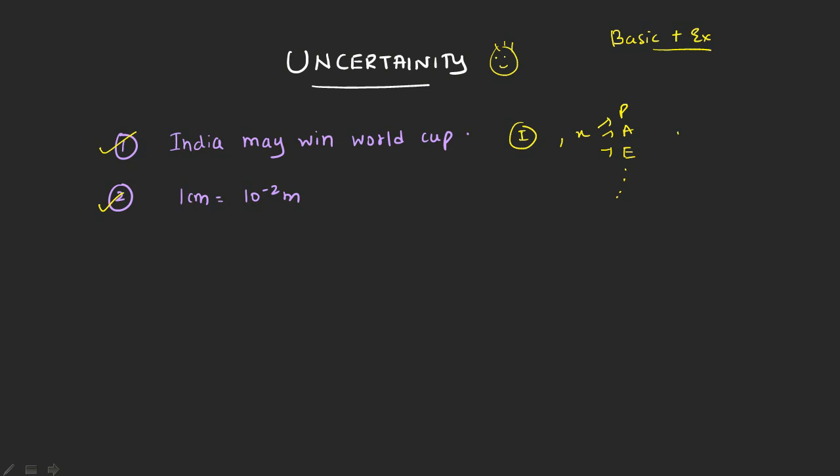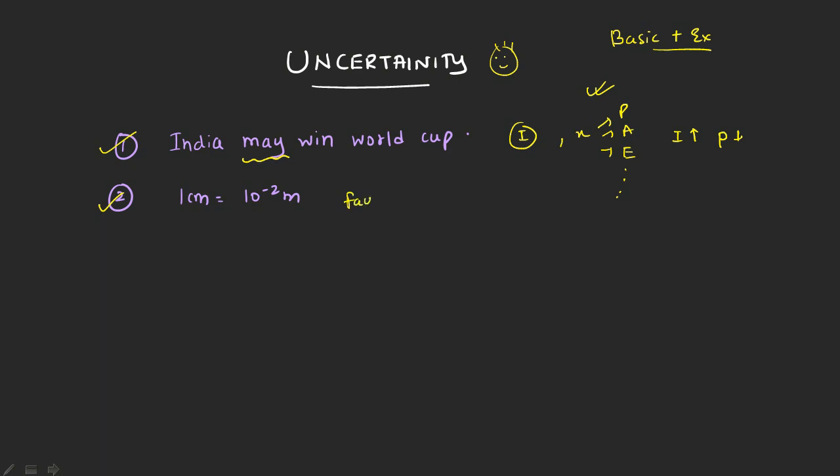So as you can see, you are getting more information from this statement, and the probability of "India may win" is less. There is not a high chance, there is a "may". This word "may" leads to the probability that there is not a full 100% or 99% probability. That's why we have the various chances like the other teams. Let's talk about the second example. 1 centimeter is equal to 10 raised to minus 2 meter.